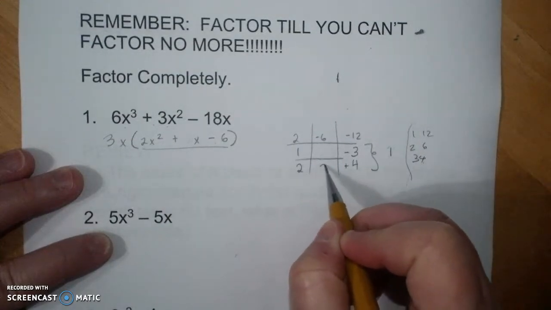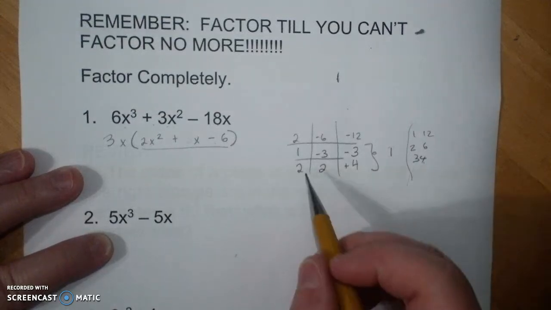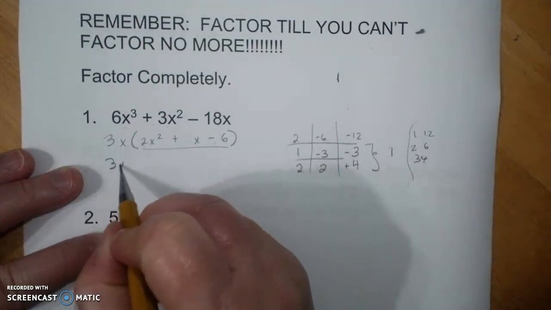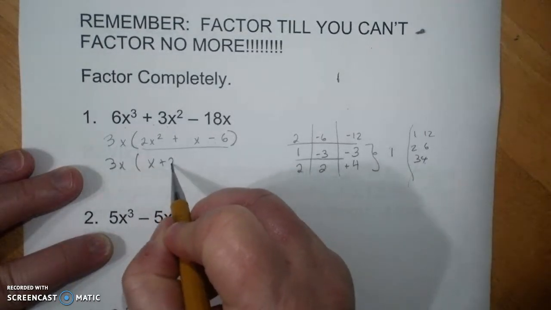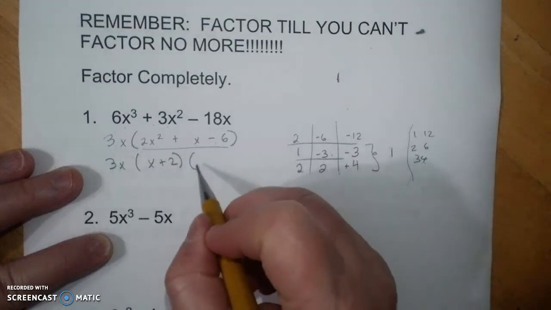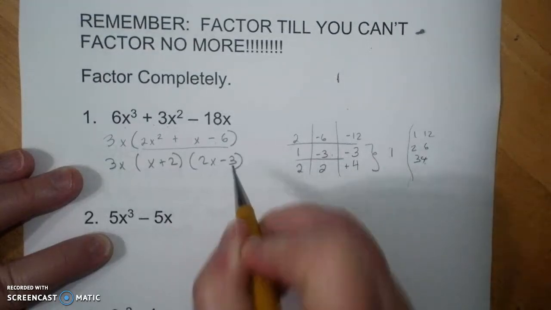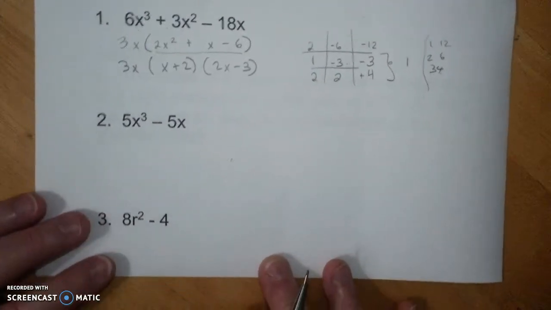1 and 2 and 2 and -3. And so the 3x stays there. And then I have x plus 2. And then I have 2x minus 3. Way to start off with a mistake on the very first problem.